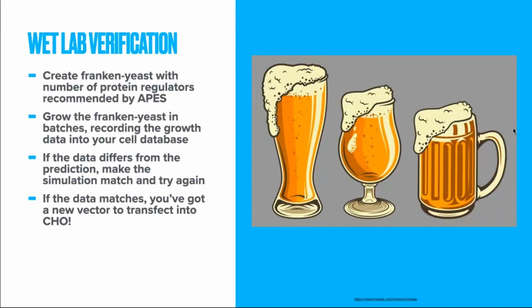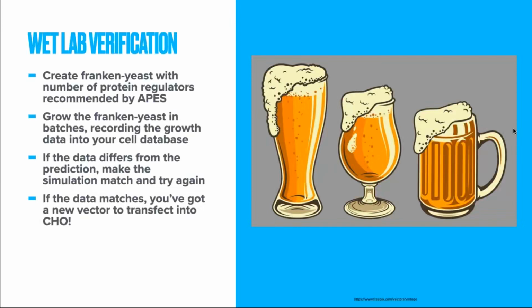And then you grow the Franken yeast in batches, recording the data into your cell database. So that's where we were talking about the high throughput experiments. Imagine having a whole bunch of this Franken yeast, all in slightly different strains that you've engineered, and you have a dozen examples of it in each row of that assay plate, and being able to try all of them at once without having to spend all day in the lab setting everything up, right?